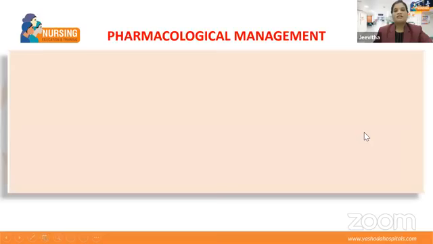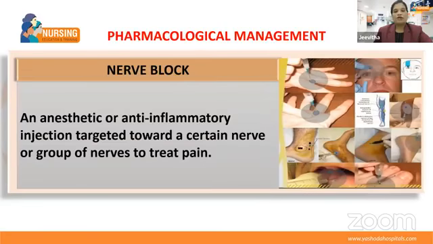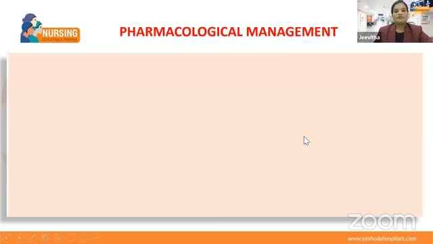The next is nerve block. This is also one type of management of the pain by giving the blocks. Here, they make the impulses from specific nerves stop going to the brain. For that reason the patient may not have the pain sensation. This is also one type of pharmacological management used to control the pain.